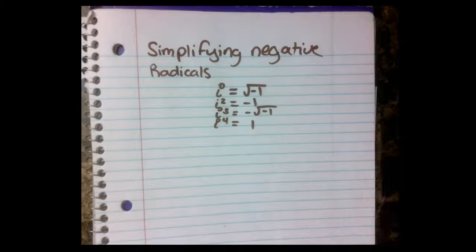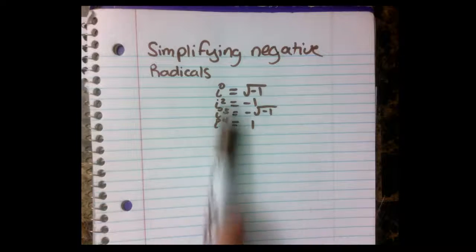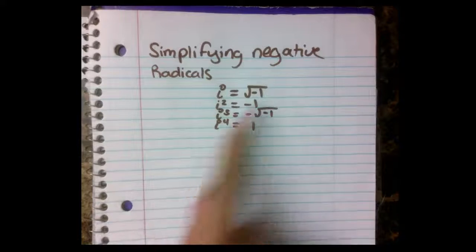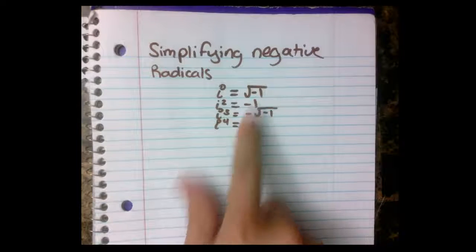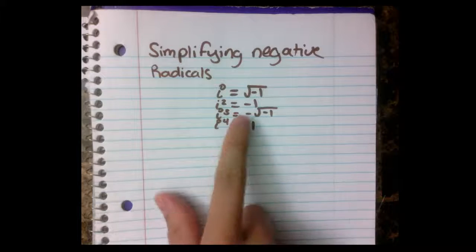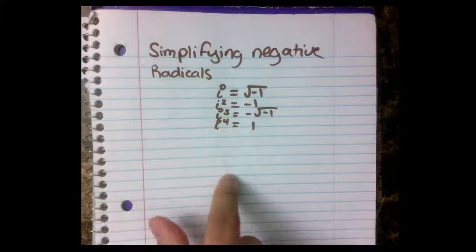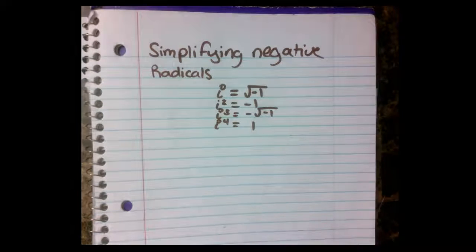Okay, so this is our basic table, and we're just going to repeat these four values over and over. Again, I'm not going to go over the proofs. Your job here, if you're watching this video, is just to understand that these are values that you're going to memorize, and they are going to cycle. So i to the fifth would be the same as this, square root of negative 1. i to the sixth would be the same as this, negative 1, i to the 7th the same as that, i to the 8th same as that, etc. And you're going to keep cycling over and over the same values, okay?